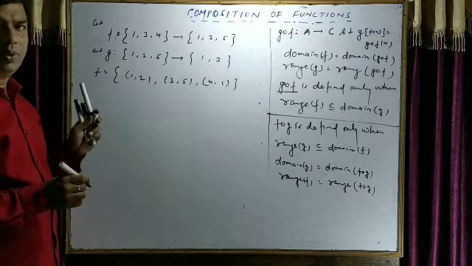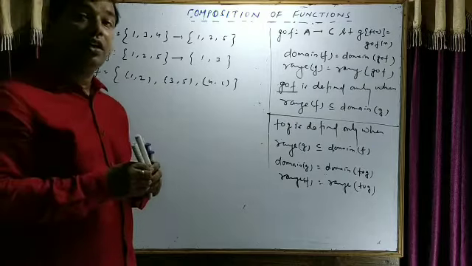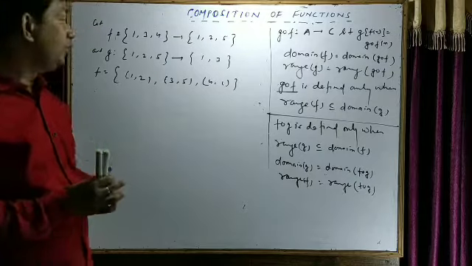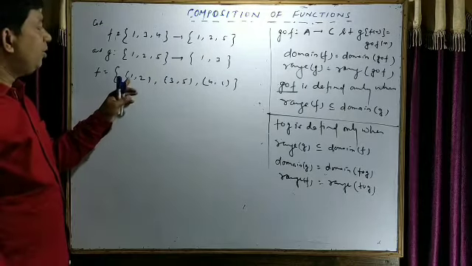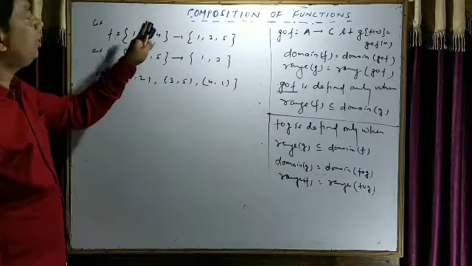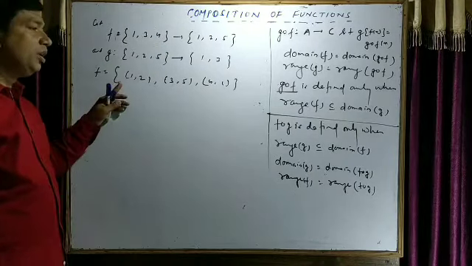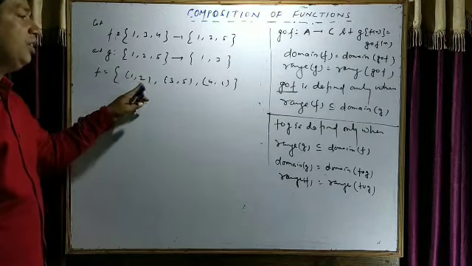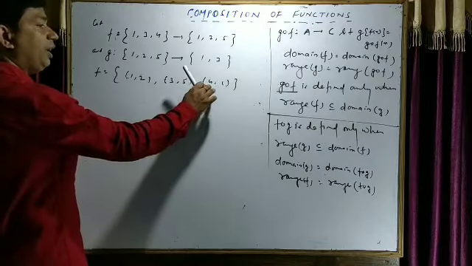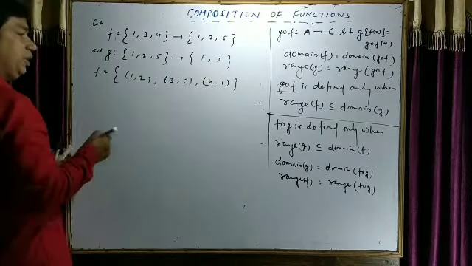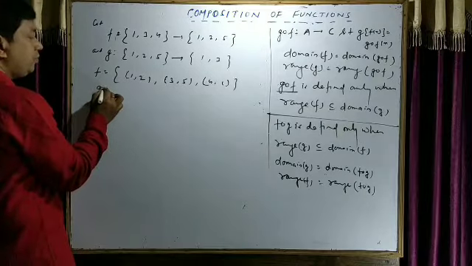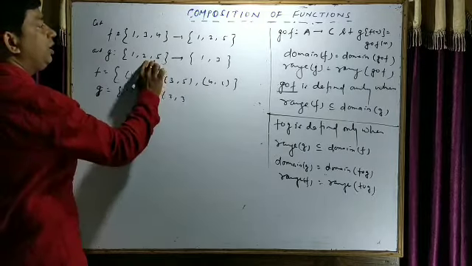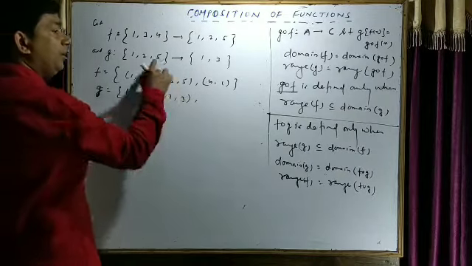It is also a relation. Every function is a relation, but not all relations are functions. It is a relation because it is a subset of the Cartesian product of these two sets. So f is {(1, 2), (3, 5), (4, 1)}, and g is {(1, 3), (2, 3), (5, 1)}.